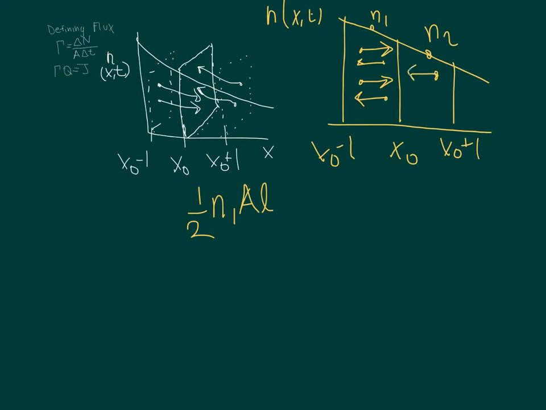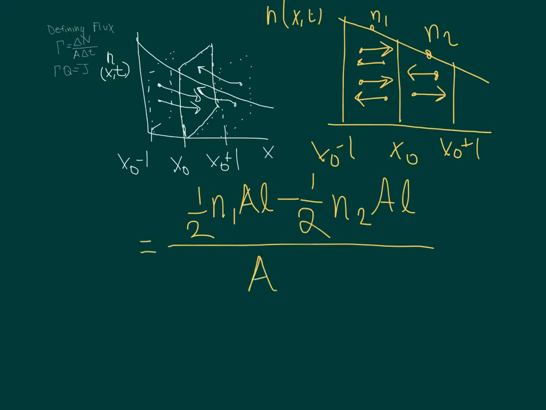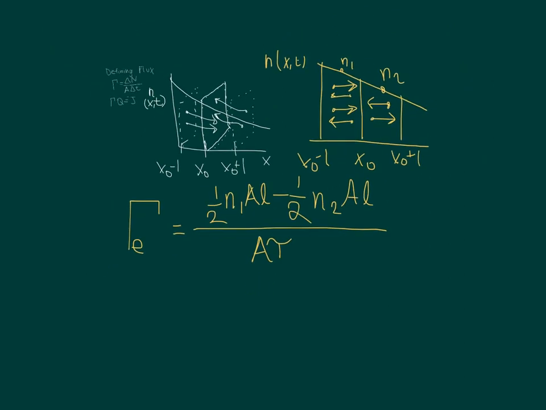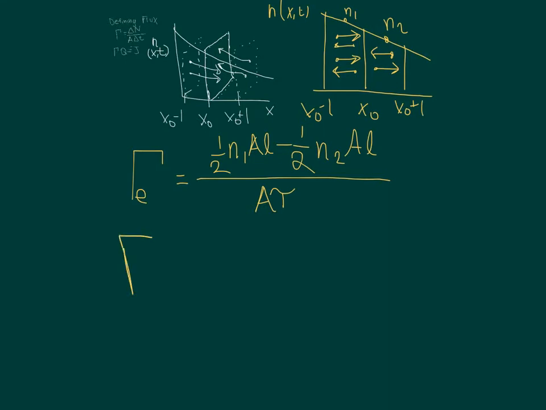Similarly, half of the electrons in x naught plus L will be moving toward the left and in time tau will reach x naught. Their number is 1/2 times N2 times A times L, where N2 is the concentration at x naught plus 1/2 times L. The net number of electrons crossing x naught per unit area in the positive x direction is the electron flux, gamma sub E. Factoring gives gamma sub E equal to negative L over 2 tau times N2 minus N1.